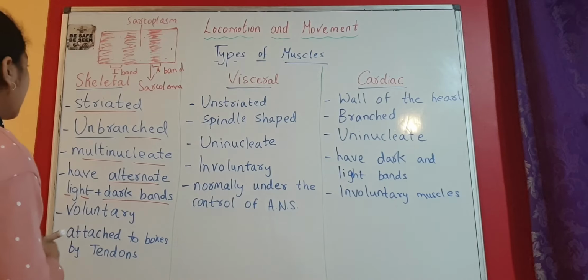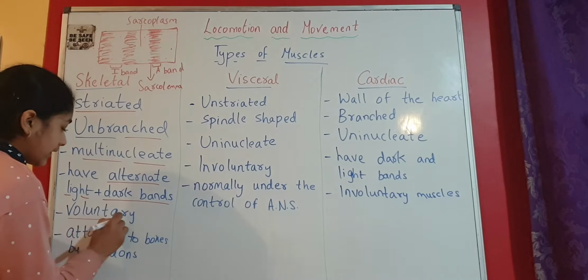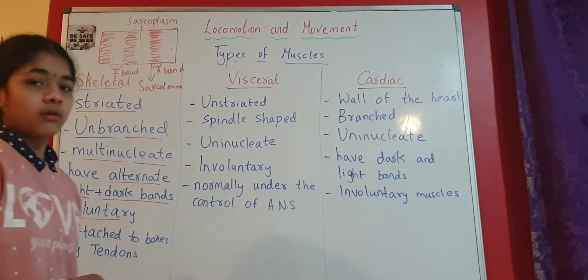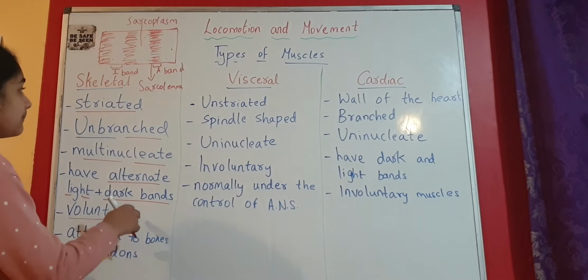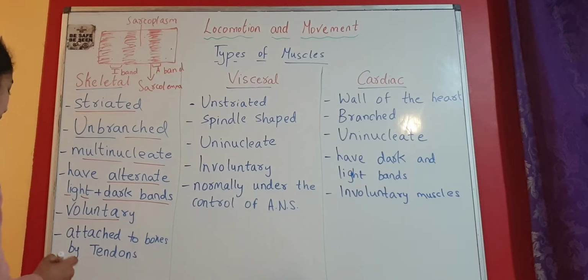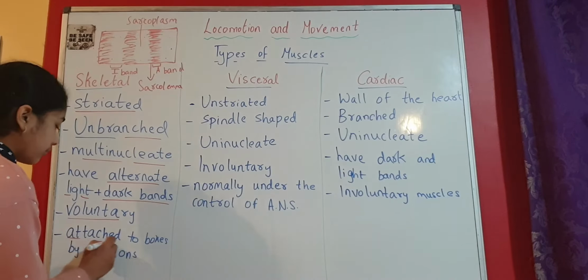So skeletal muscles are also voluntary. That means they are under the control of our will. Whatever we think, that we can do by the skeletal muscles. And they're attached to bones by tendons.